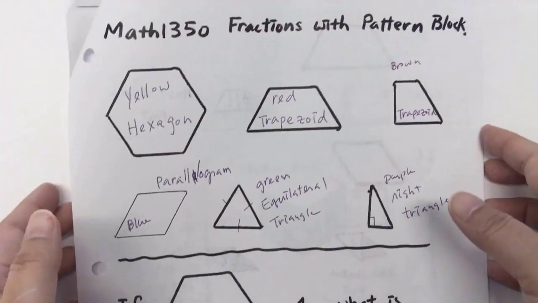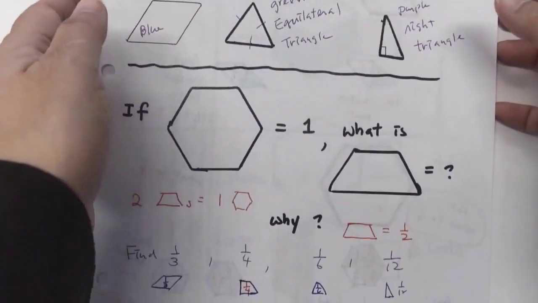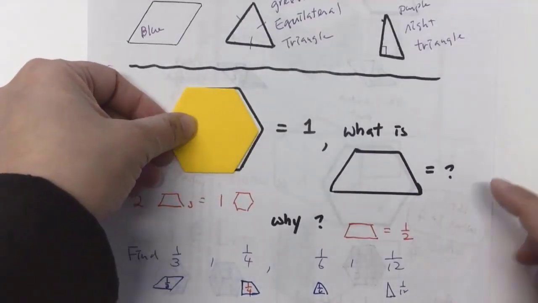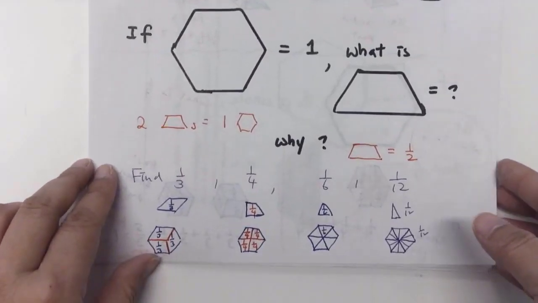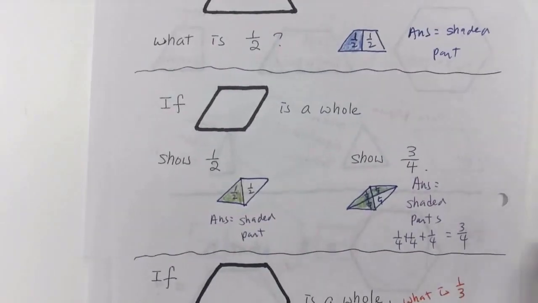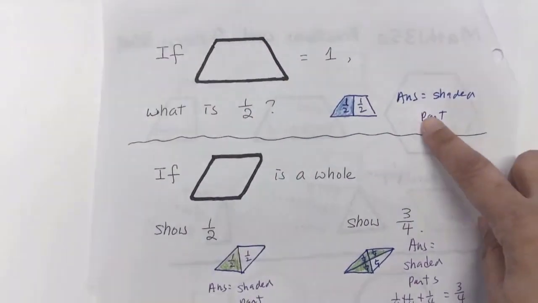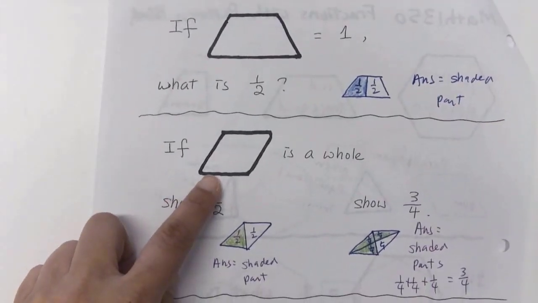Last time we talked about how we can use pattern blocks to represent fractions. We started with the yellow hexagon as 1, finding all the fractions from the pattern block list to represent them. Then we switched to the red trapezoid to be 1, and found different fractions to represent. And then we switched to the blue parallelogram.